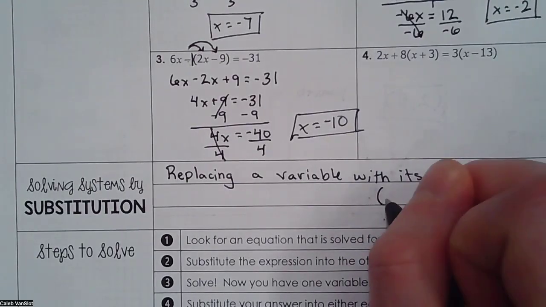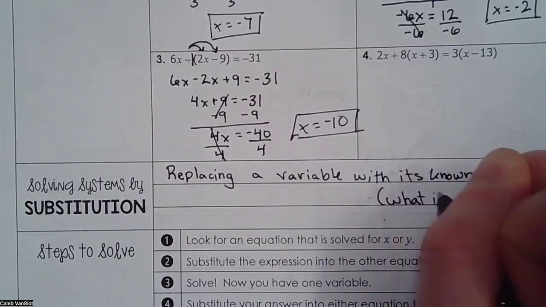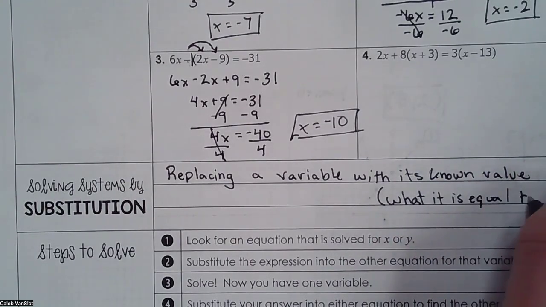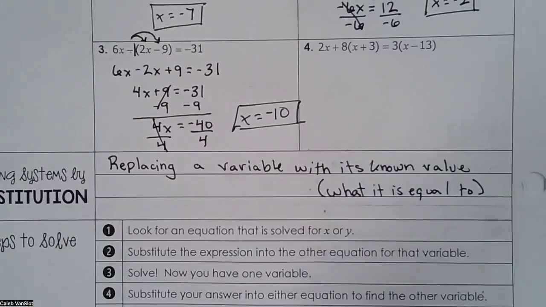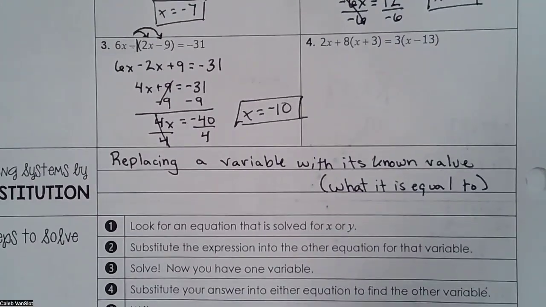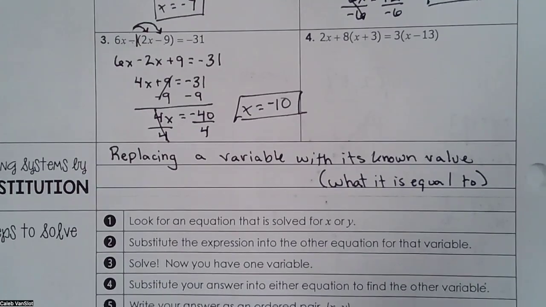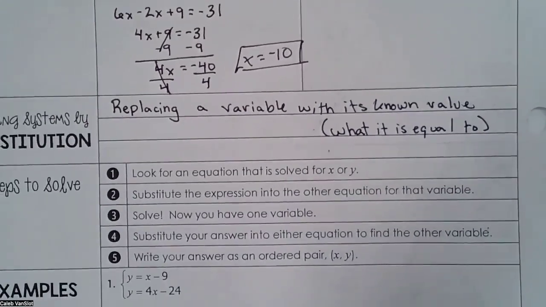Another way you could say that is what it is equal to. Okay. So again, known value is just another way to say what it's equal to. So if I know x equals 3 plus y, I can plug that in for my x value. And we'll see that as we look at a few of these problems. So let's take a look at our steps to solve.